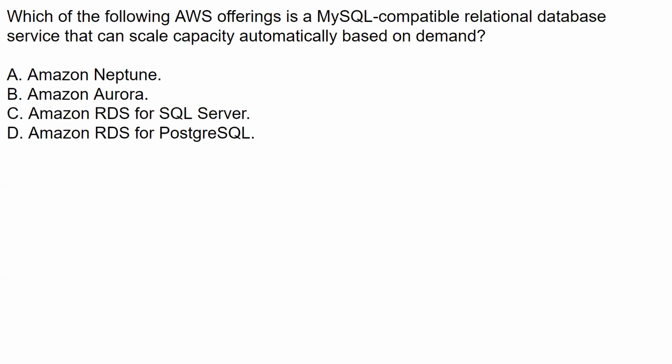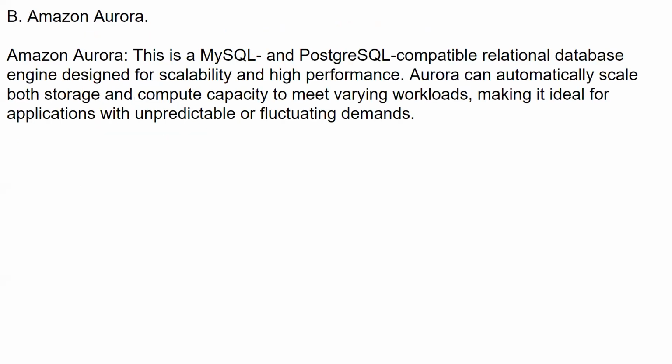Which of the following AWS offerings is a MySQL compatible relational database service that can scale capacity automatically based on demand? Neptune, Aurora, RDS for SQL Server, RDS for PostgreSQL. Okay. Oh boy, this is a compatible relational engine designed for scalability.